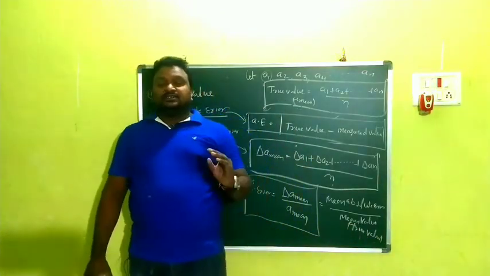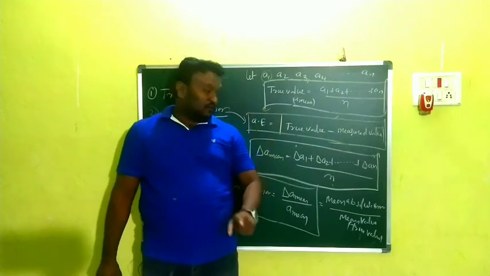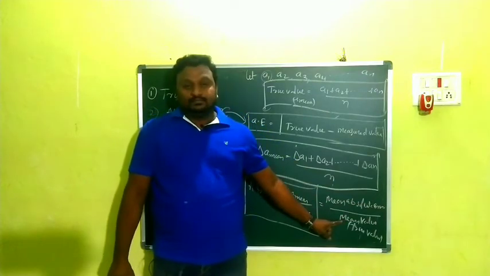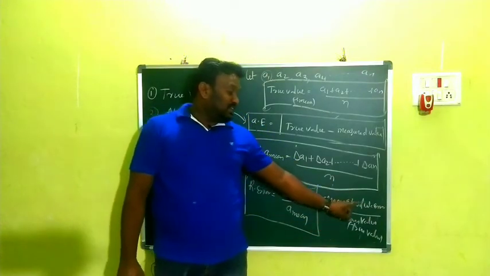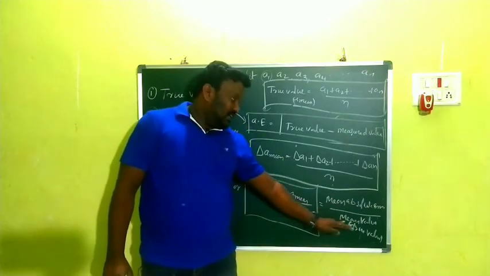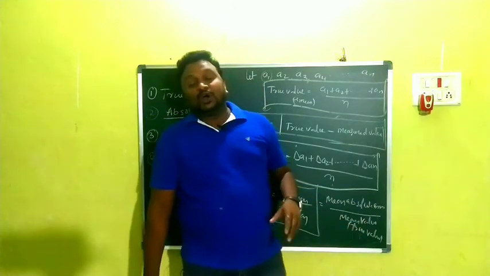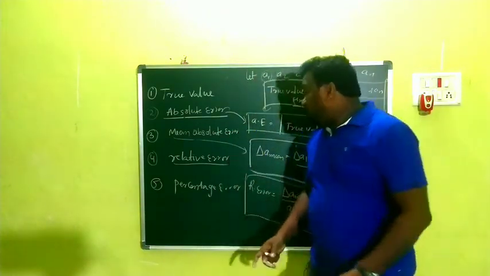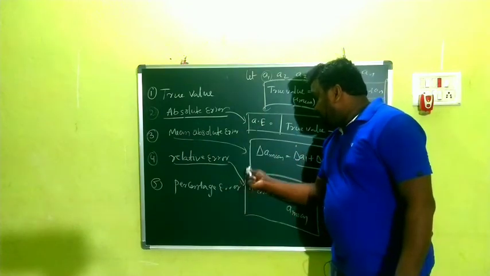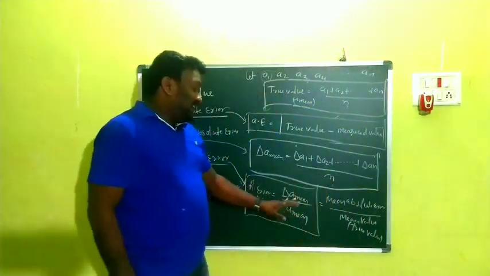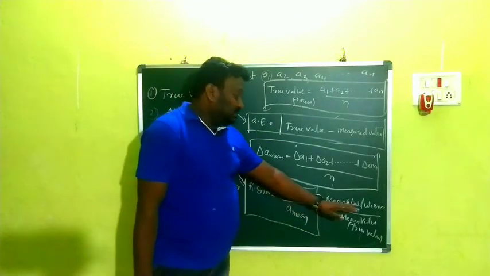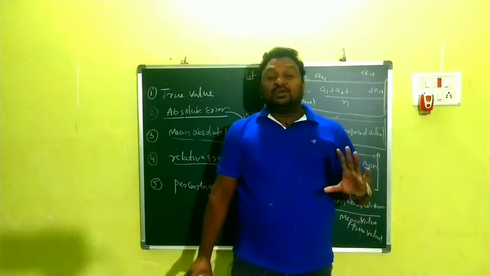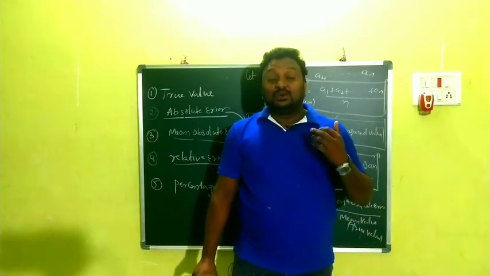Simply, we can define that relative error is nothing but the ratio of mean absolute error to the true value. The ratio of mean absolute error to the true value is called relative error. Relative error is equal to delta A mean by A mean, that is equal to mean absolute error by true value. That is what we call relative error.